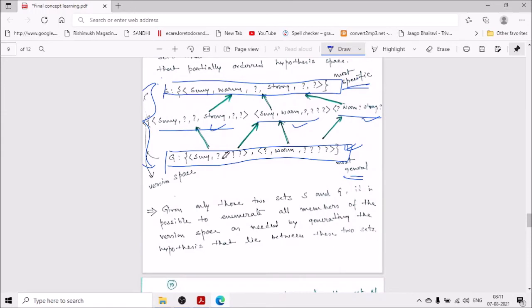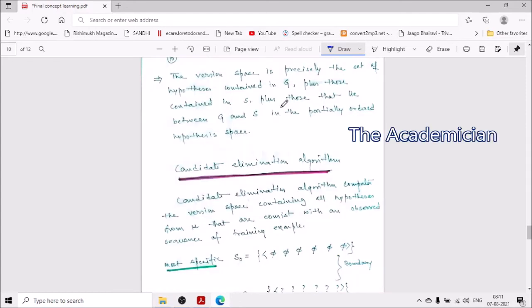Okay, so given only those two sets S and G, this is our S and this is our G, it is possible to enumerate all members of the version space as needed by generating the hypotheses that lie between these two sets. This is a specific set, this is a general set. We can identify the other sets, and the whole collection is called the version space. So the version space is precisely the set of hypotheses contained in G plus those contained in S plus those that lie between G and S in the partially ordered hypothesis space.